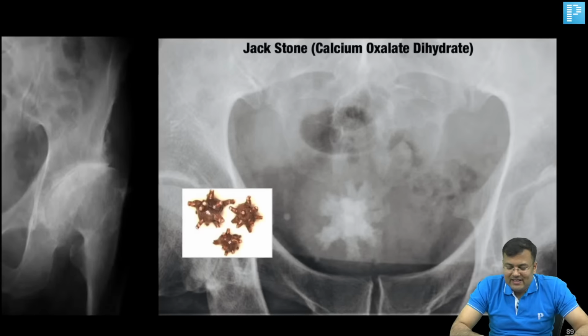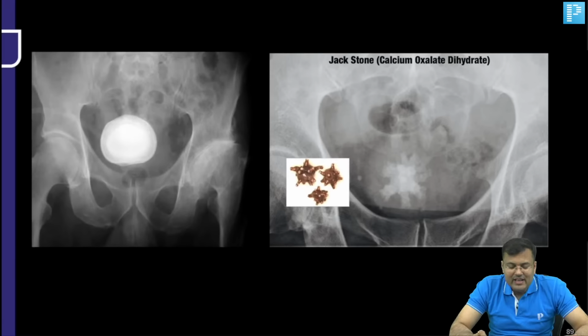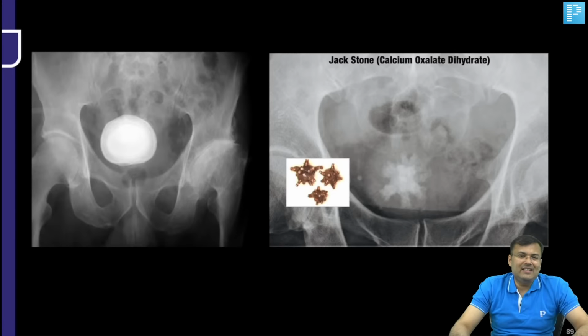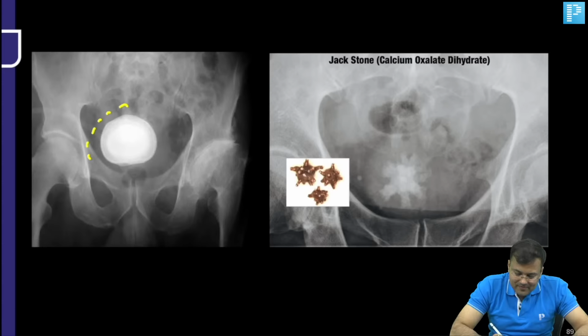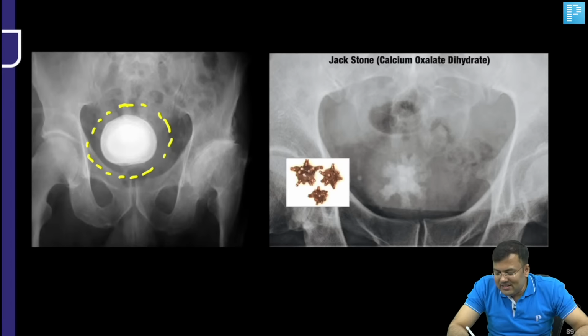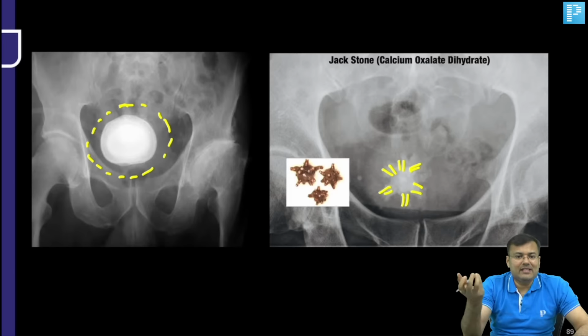You can see this X-ray. Very easy, and it was asked multiple times. What you can see in this X-ray? In the first one, you can see the opacity. Typically in the pelvis. Clear? There is a stone, radio opaque, and here also you can notice that there is a stone which is having this kind of projection. So what is the name of this stone, guys? The stone is having this kind of projection.